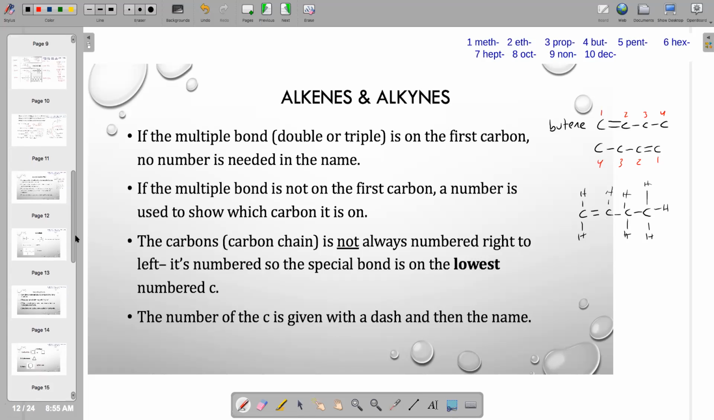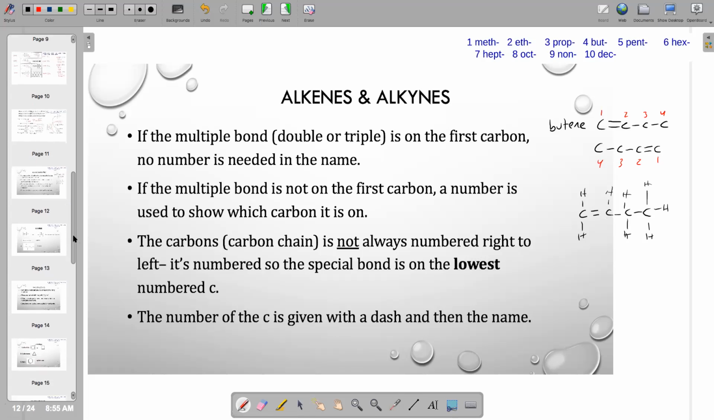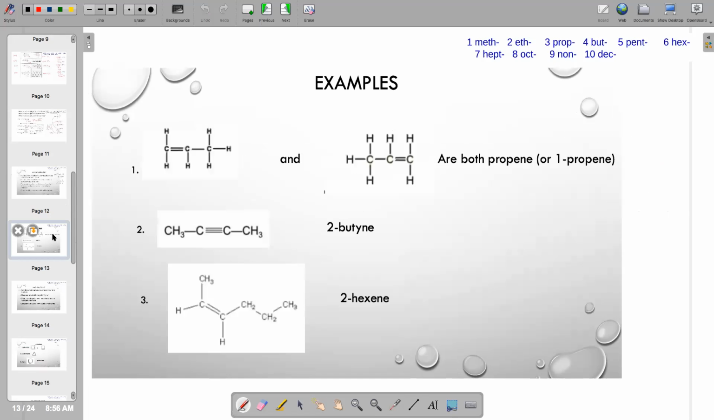So these are rules that apply to naming alkenes and alkynes. What I showed you yesterday is about naming alkenes and alkynes, just like butene or butyne or octene or octyne or something like that, where the double bond or the triple bond is on the first carbon. Okay, so here's some examples.